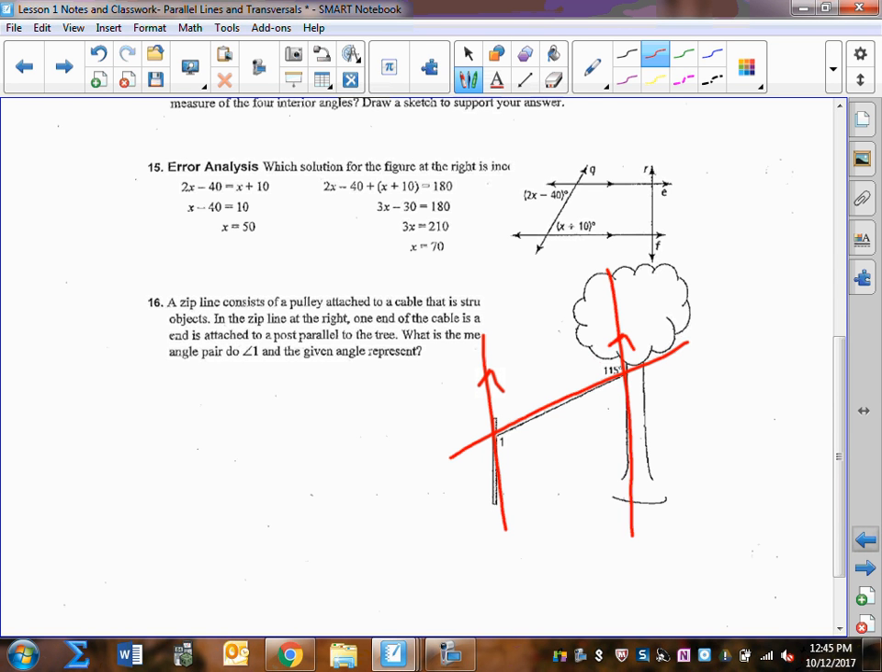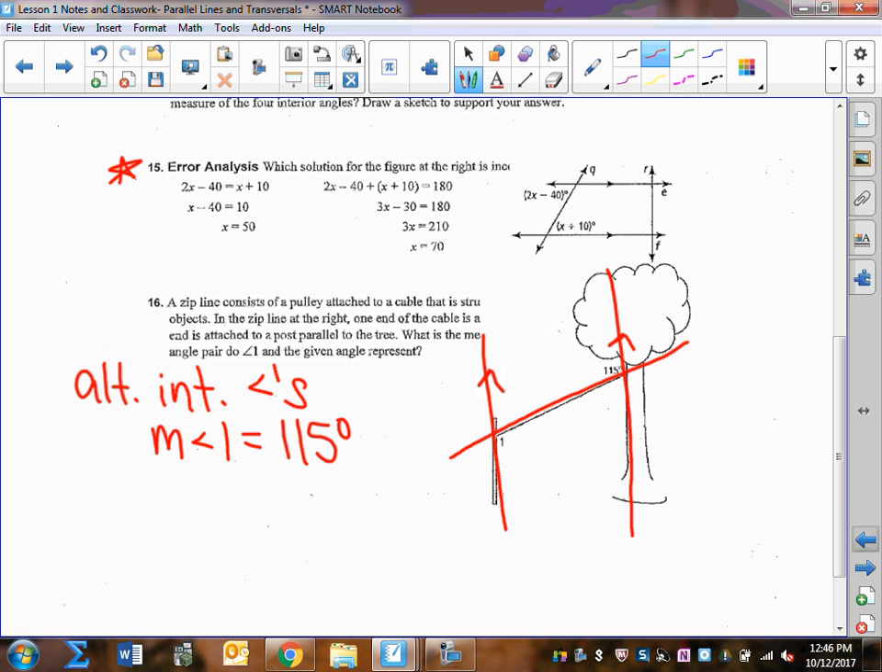Now, first of all, let's talk about the relationship. What's the relationship between angle 1 and this degree of 150? Good. Alternate interior angles. Now here they gave us a parallel situation. So what can I say about those alternate interior angles? Equal. They're congruent. So my measure of angle 1 is 150. Alright, questions on that?